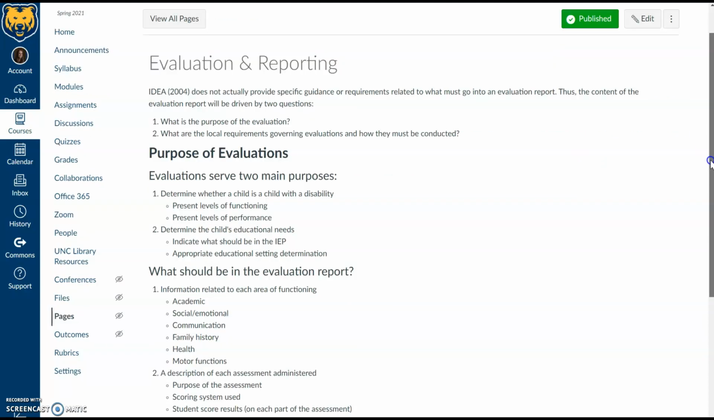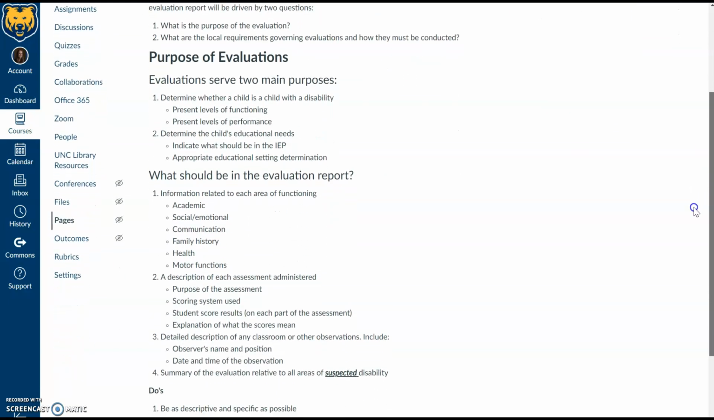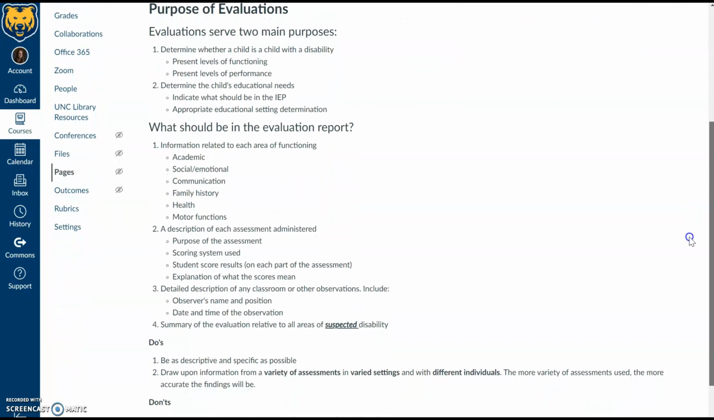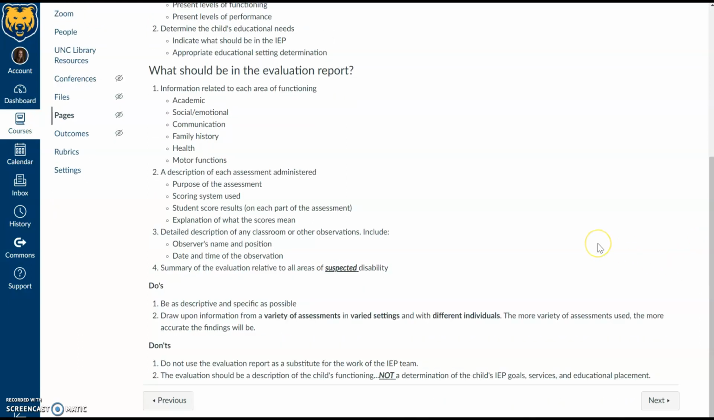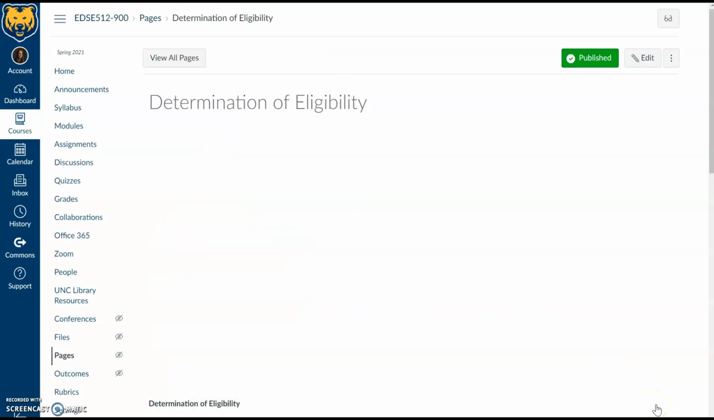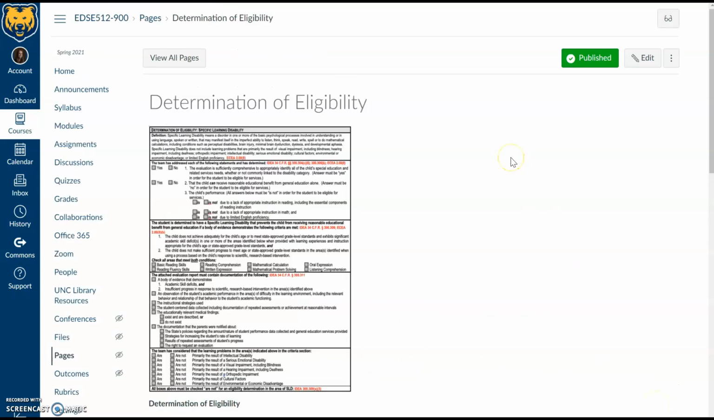Evaluation. Obviously, we're trying to determine if a student is eligible for special education services. Here is a good list of the areas of functioning that will be evaluated. And even if some of these are screeners and we're finding that the student does not need one of these, it's still good to include, especially with an initial, just to make sure that there's not an area of concern that we're missing. So again, a variety of assessments in a variety of settings with different individuals. That is the concept of the multidisciplinary team.